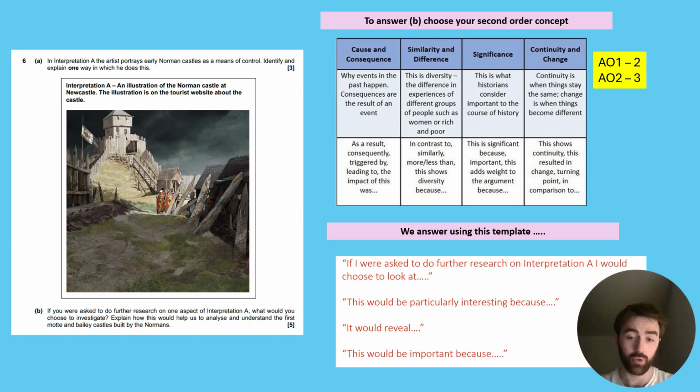If you're not doing those, you're not getting the marks. Another thing you need to do is read through the question. What is it actually specifically asking you about? If you were asked to do further research on one aspect of interpretation here, what would you choose to investigate? There's a lot of waffle there. Explain how this would help us to analyse and understand the first Motte Bailey castles built by the Normans.